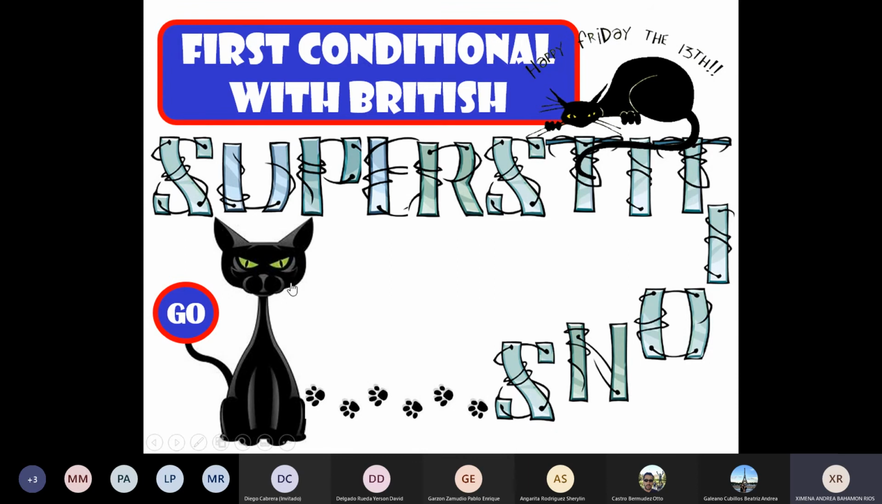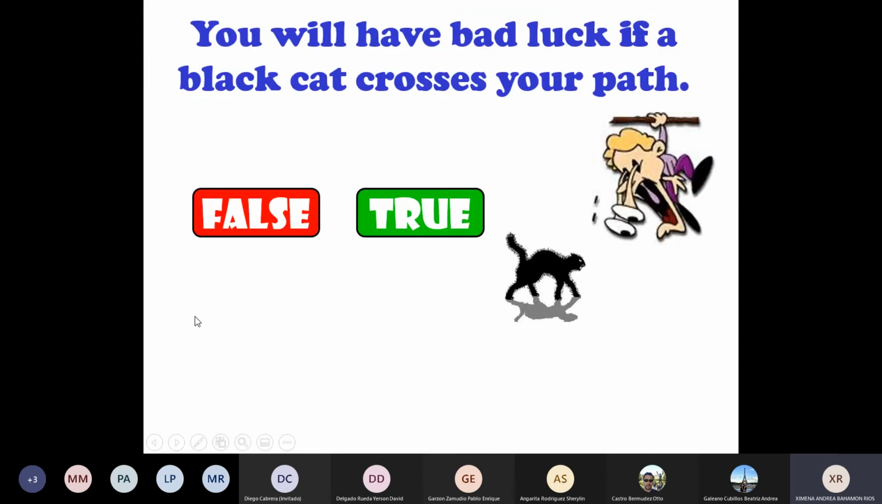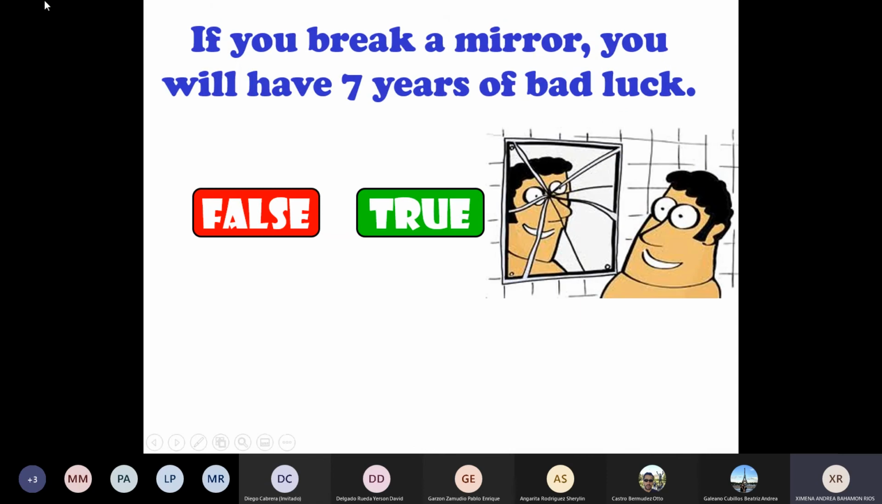Let's see, we have here the black cat. So let's check. What do you think, guys? You will have bad luck if a black cat crosses your path? Is that a superstition that they have? Maybe not emphasizing false and true, but let's simply revise the examples, okay? Let's see this other one. And I want you also to emphasize the grammar, okay? Miguel says that is true. Yes, we think that is true also.